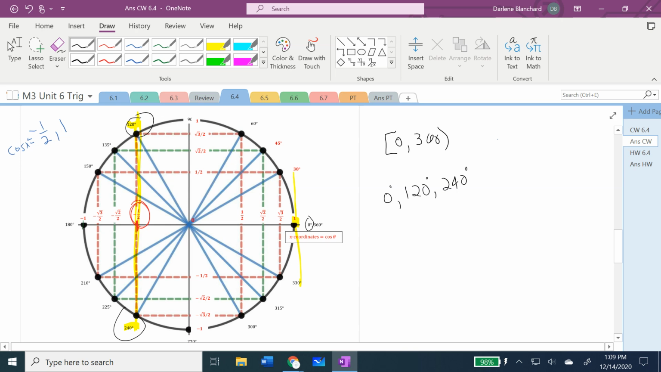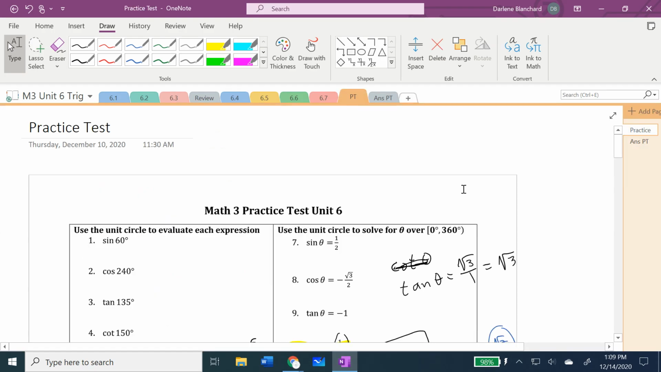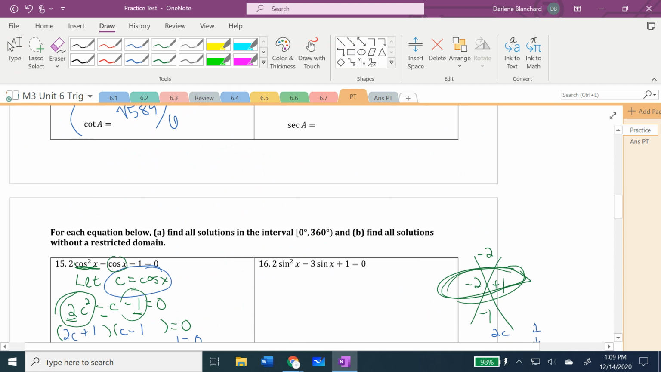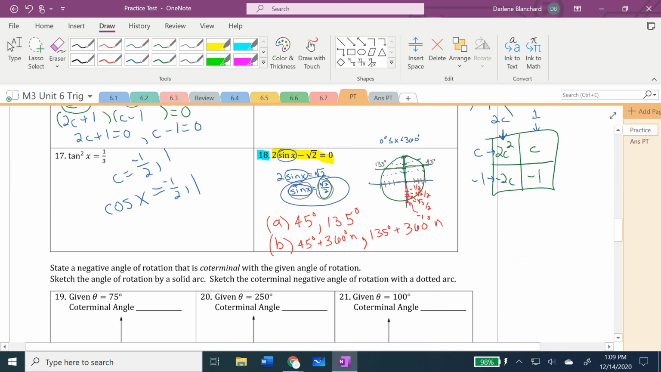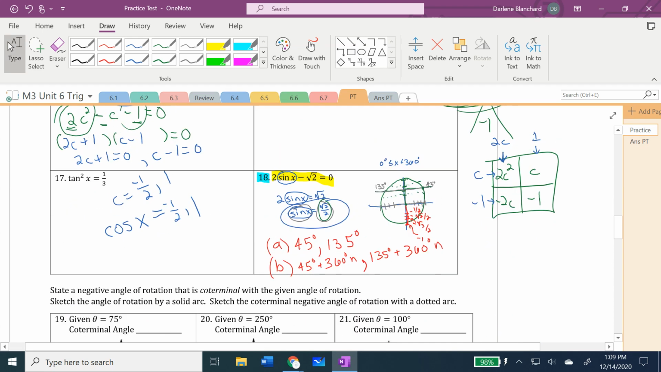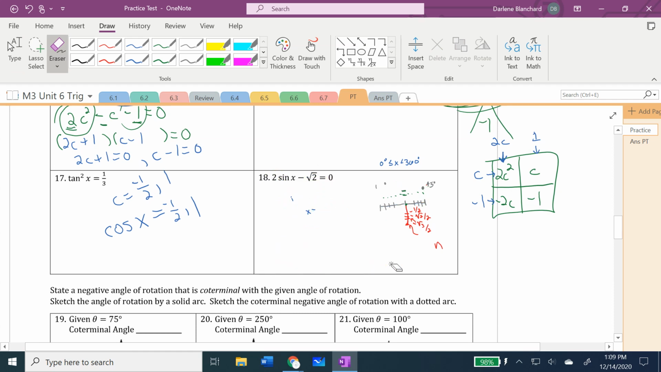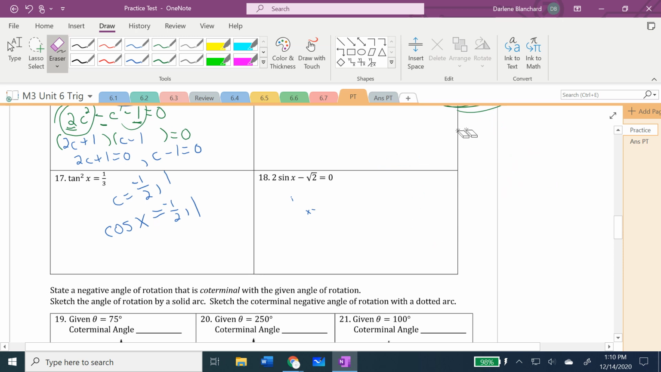Okay, then 18. I can go over 18 again. I'll erase what I have written here. And keep in mind, this is closer to what you'll see on the test.